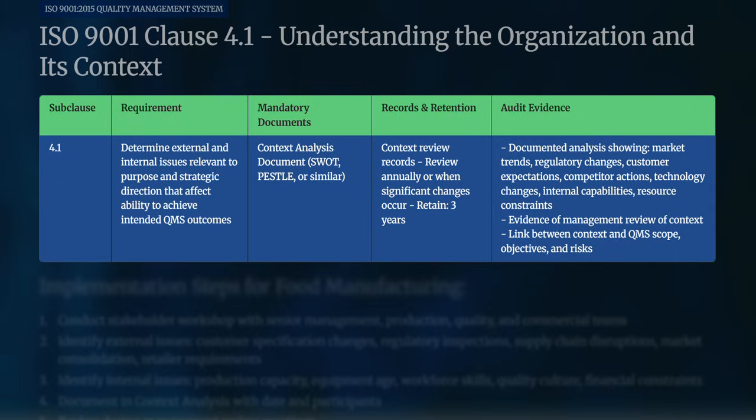The evidence that you need to present during the audit: you need to prove that you have documented analysis showing market trends, regulatory change, customer expectations, competitor actions, technology change, internal capabilities, and resource constraints. And also, you need to show evidence that management review of the context has happened. And also, you need to show the evidence of linking between the context and QMS scope, objectives, and risk. And don't worry, we are going to do it together, exactly how you can do this.